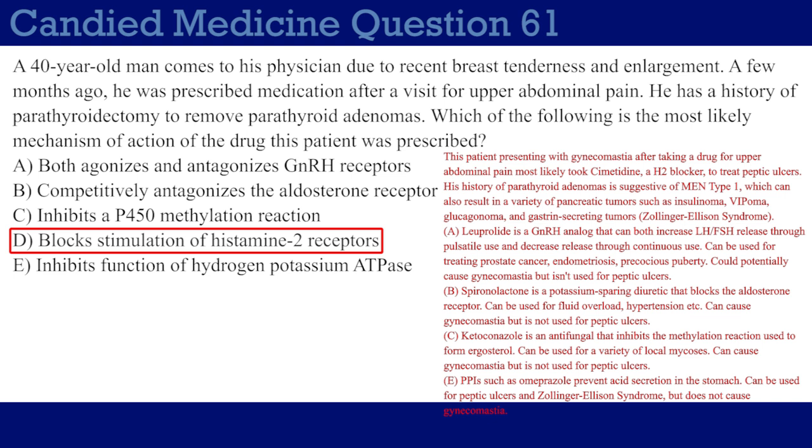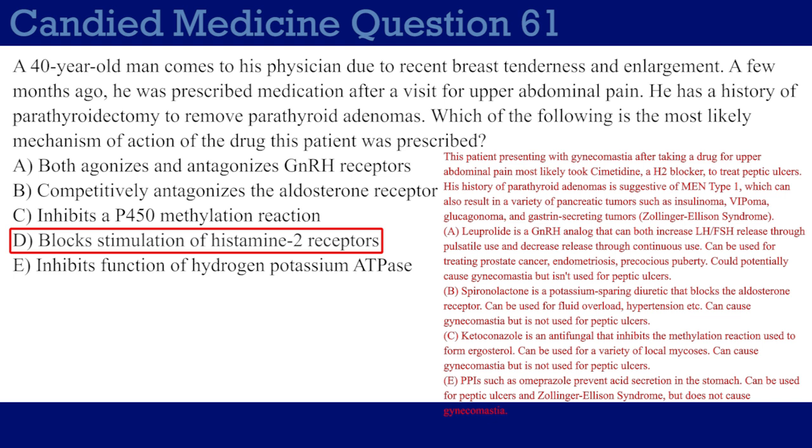Choice A, both agonizes and antagonizes GnRH receptors. This is referring to leuprolide, which is a GnRH analog. So of course, if you know how GnRH works, which is that in order for it to function properly and actually increase LH-FSH levels, it needs to have pulsatile release, then you'll understand why leuprolide also can both agonize and antagonize, or increase or decrease LH-FSH release.